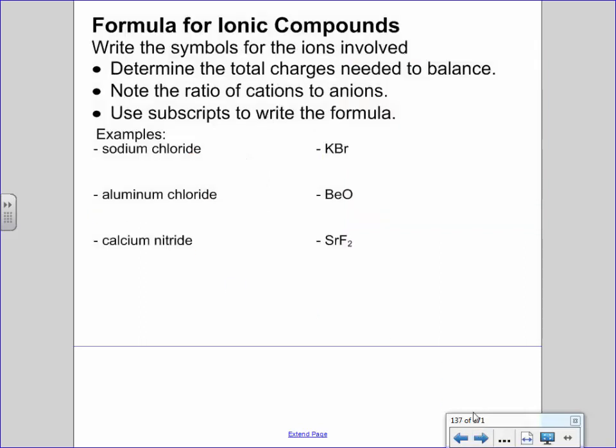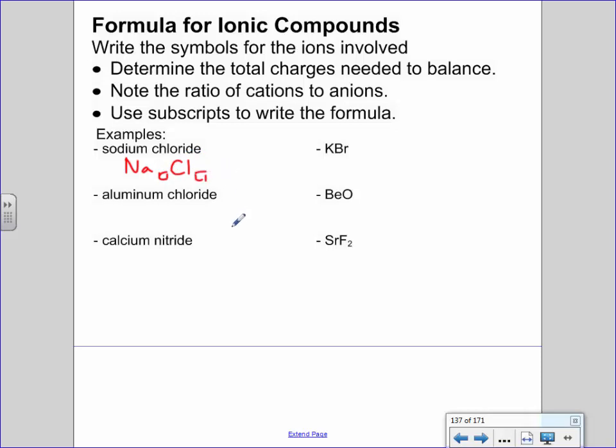So I believe I have some examples here. Why don't we try some of these examples? Okay, so let's start at the beginning here. We're going to do sodium and chloride. So the first thing you might want to do is figure out, well, what's the symbol for sodium? What's the symbol for chloride, which is chlorine? So sodium is Na, and chlorine is Cl. But the real question is, how many of each do I need in the bottom corner?